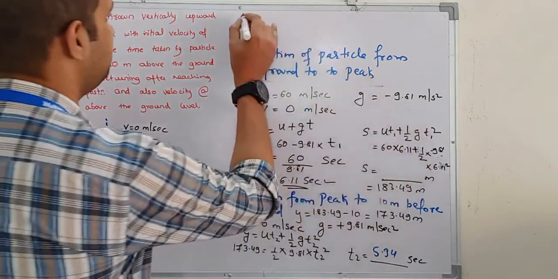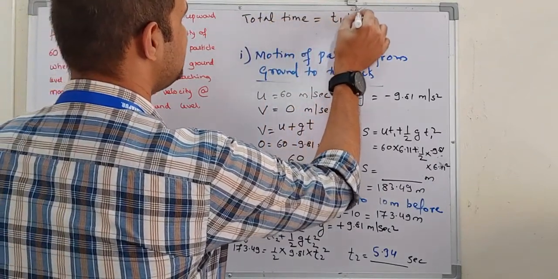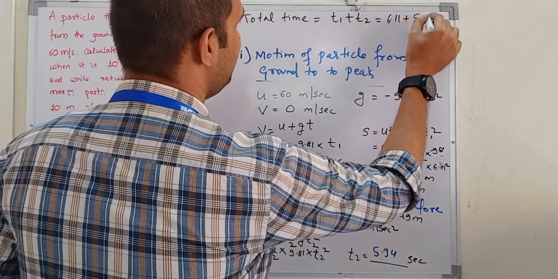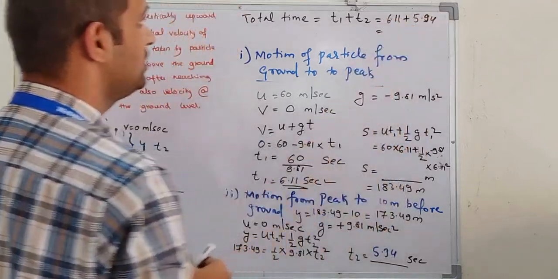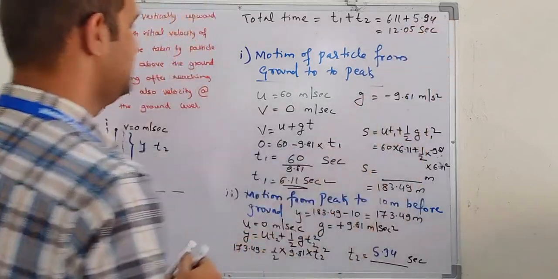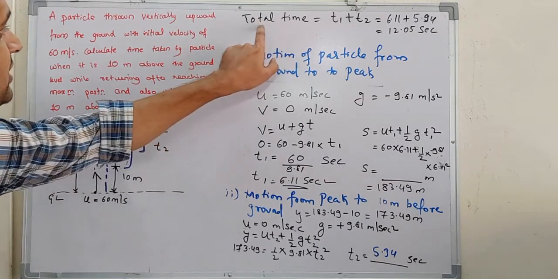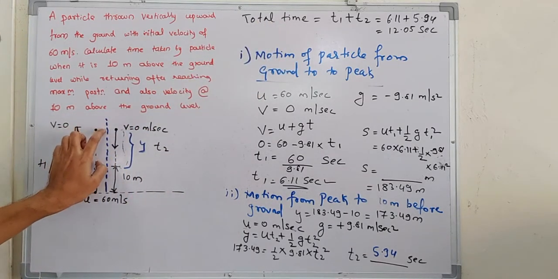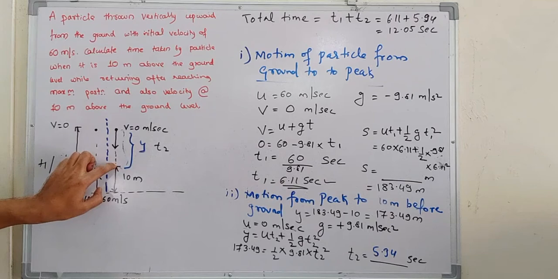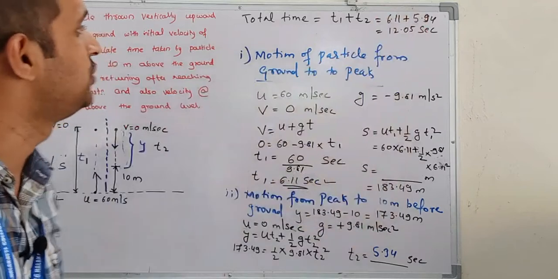So that is the total time, T1 plus T2. So that is 6.11 plus 5.94 seconds, which is 12.05 seconds. Now what is this total time? Time taken by the particle from the ground to reach the peak value and return back just 10 meter before the ground. So we have to add up both the times, T1 and T2, and you will get 12.05 seconds.